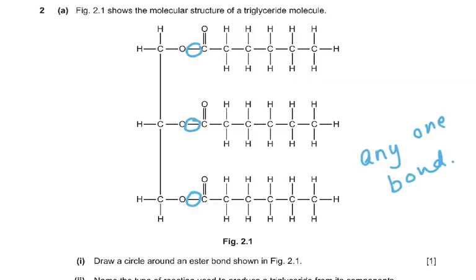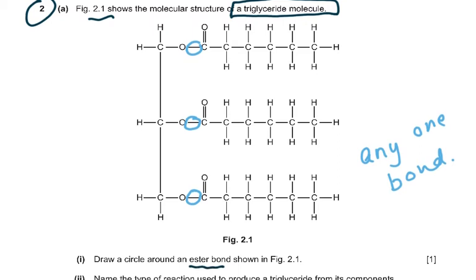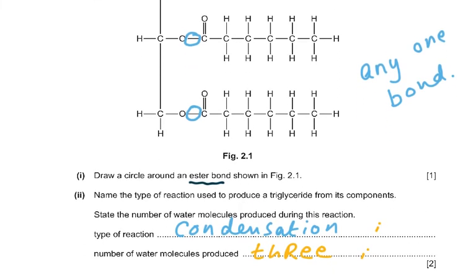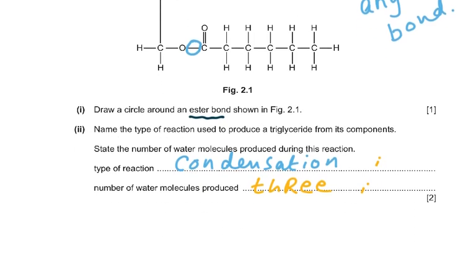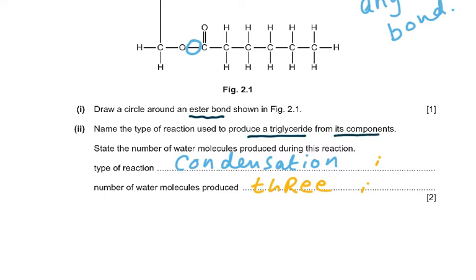And the next one is question 2. Question 2: figure 2.1 shows a molecular structure of a triglyceride molecule. Then it said draw a circle around an ester bond shown in figure 2.1. I've just drawn that. You only had to draw one ester bond, but there are three ester bonds. Then it says name the type of reaction used to produce triglyceride from its components. And the type of reaction is condensation, and the number of water molecules produced will be 3. Naturally, because I've just circled the 3 bonds.